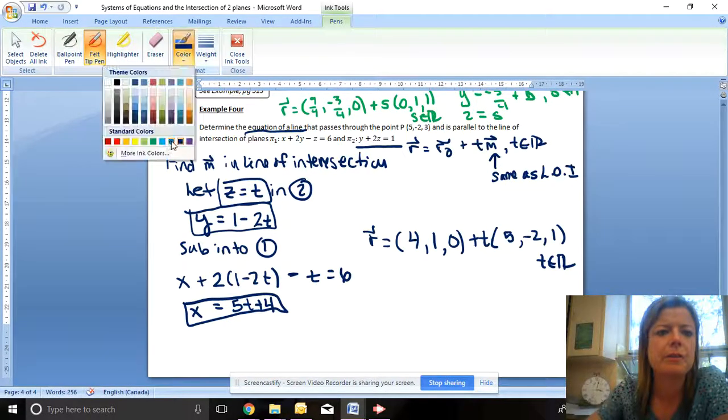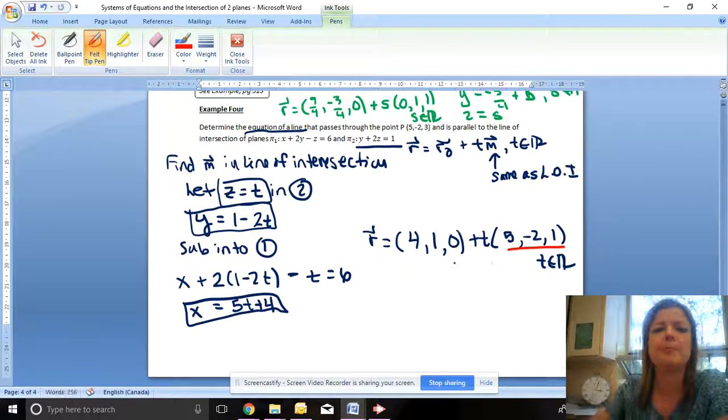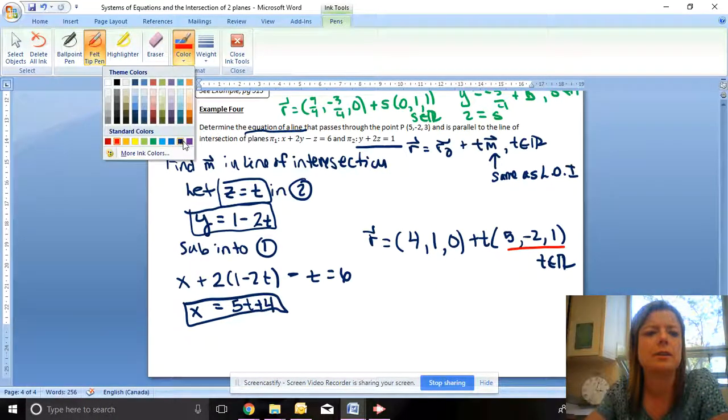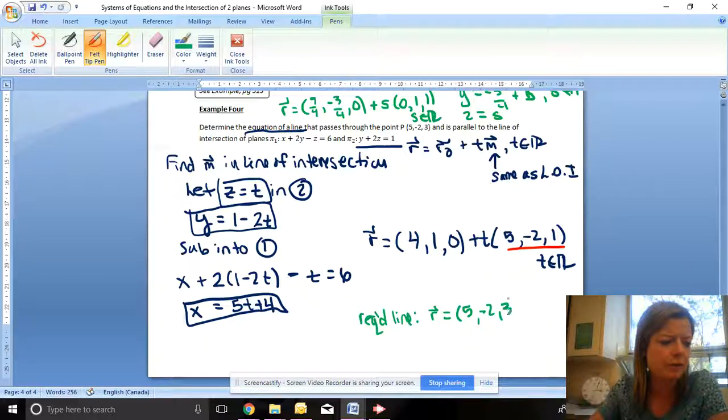So here we have it, folks. This is the direction vector of the line of intersection. Our required line is parallel to that, so it has the same direction vector. So therefore, our required line is r equals the point that it goes through, 5, -2, 3, plus t times 5, -2, 1, where t is in the set of all real numbers.